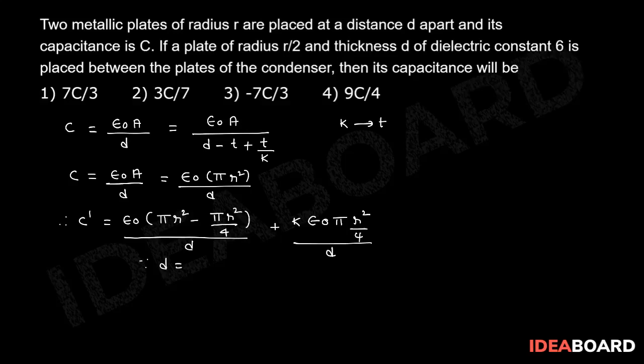Since d is equal to t, after simplification we will get C dash is equal to 9 by 4 of C. So the fourth option is the right option.